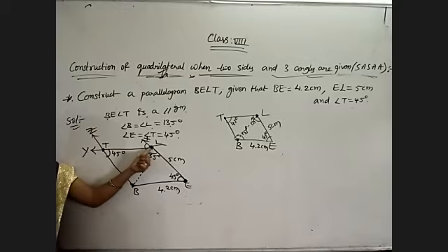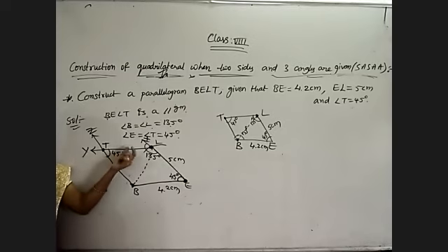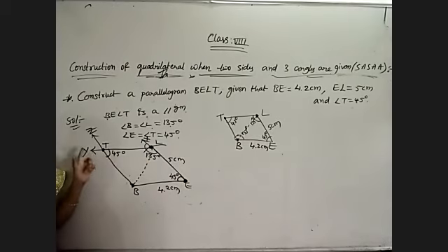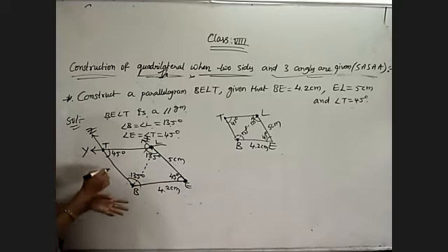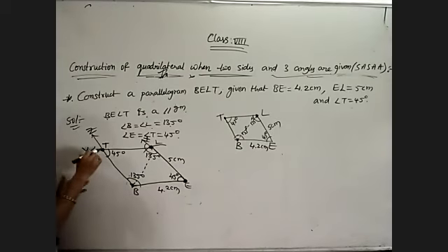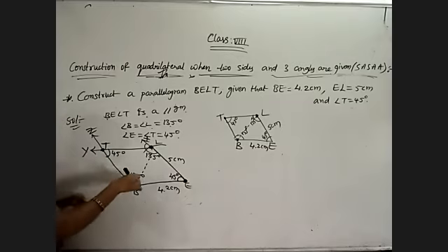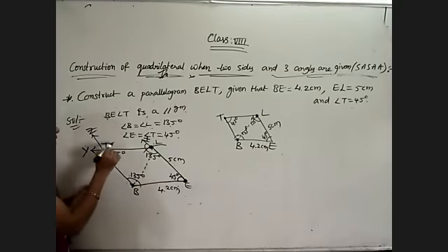And construct angle L as 135 degrees. Angle L is equal to 135 degrees. So ray LY makes the angle with EL of 135 degrees, and ray BZ makes the angle at B equal to 135 degrees. Now wherever the 2 rays intersect, locate that vertex as T. Thus the required quadrilateral BELT is formed.